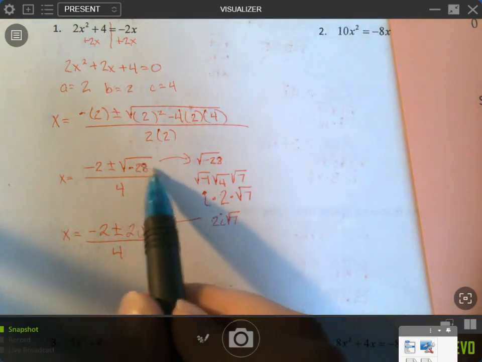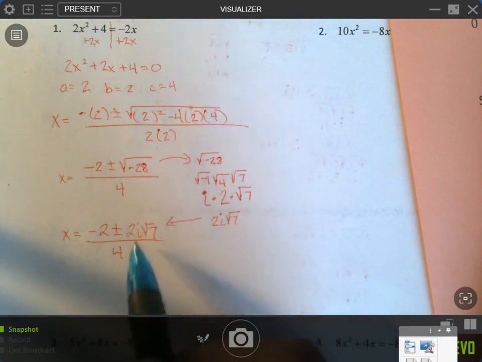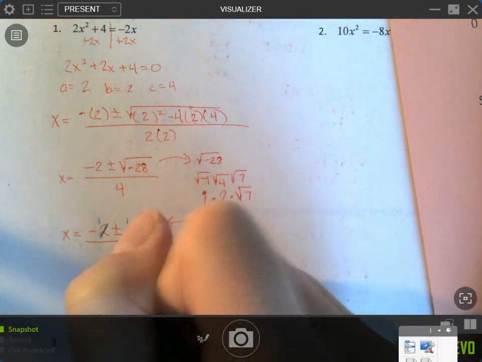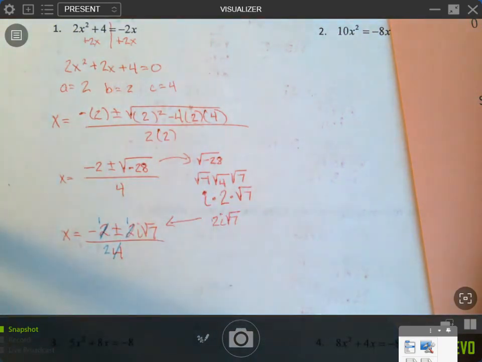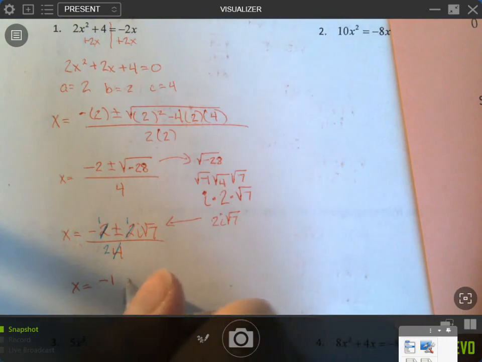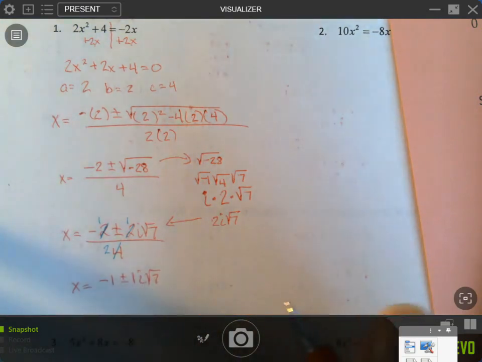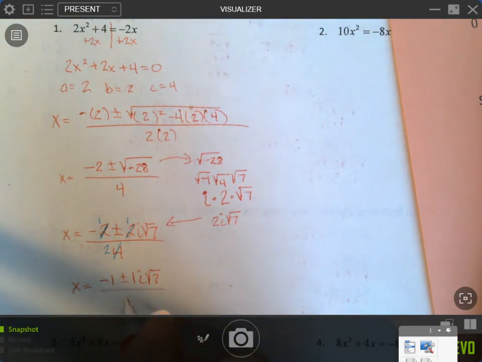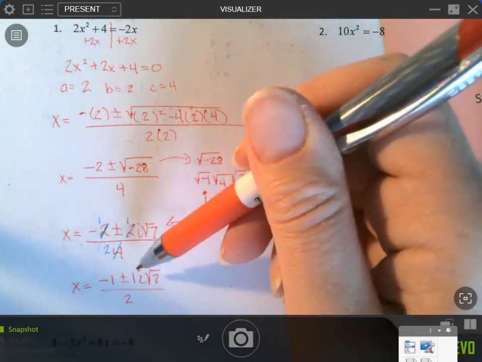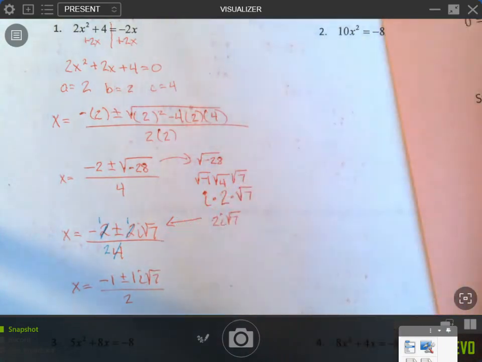I can't touch what's underneath the square root sign. I have to break that up first. 2 goes into here once, 2 goes into here once, and 2 goes into here twice. Now, it's really important that you keep that negative 1 out front. Plus or minus, you can have 1 i square root of 7 or just i square root of 7 all over 2. But this 1 has to be there. This 1 is understood, so you could skip that.